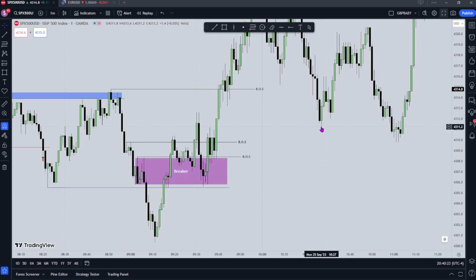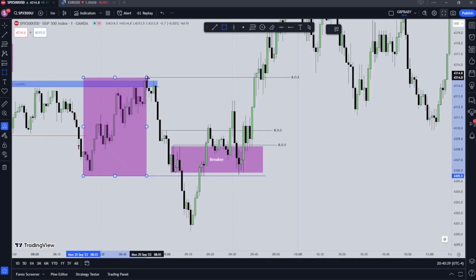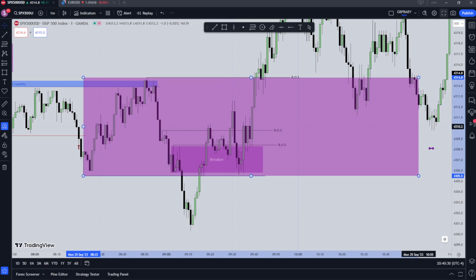So we're going to take a deeper dive into that, but let's just draw out this range, drag it right through, and look at how price treats it.